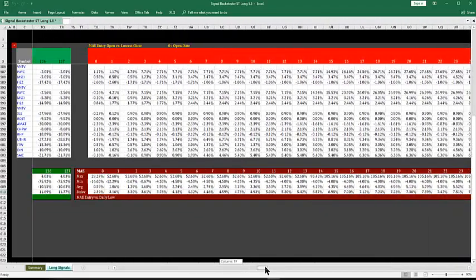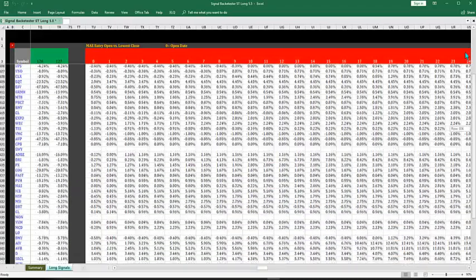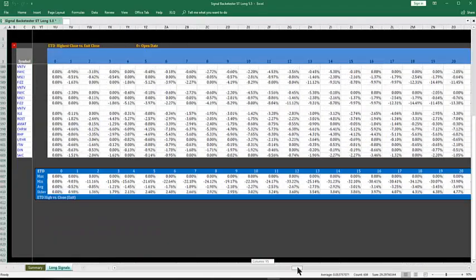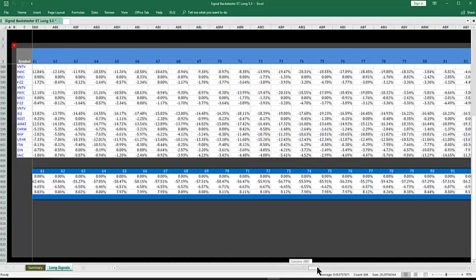The adverse excursion is set up the exact same way. For longs, it's the entry open price versus the lowest close. And then exactly the same with in-trade drawdown, where it examines for longs your highest close versus your exit close.